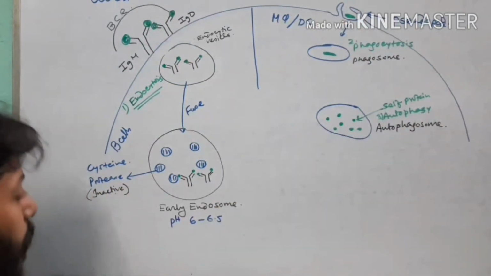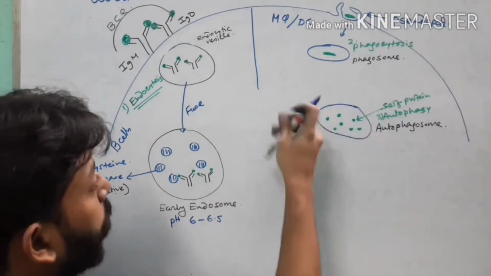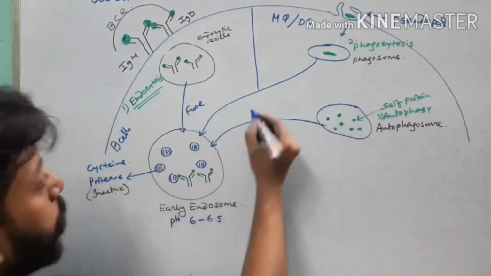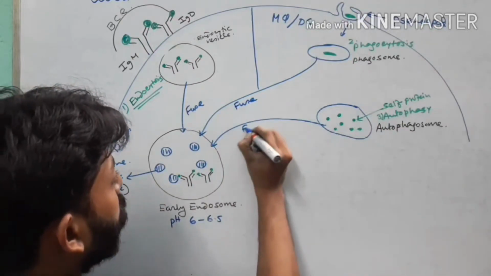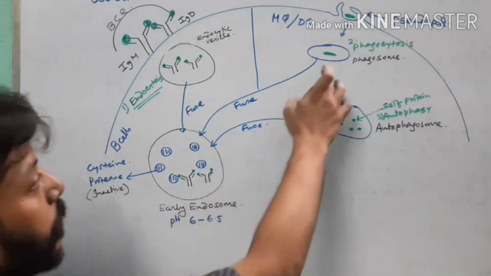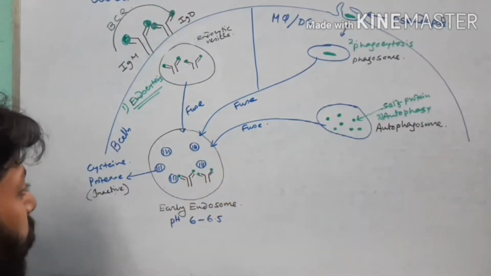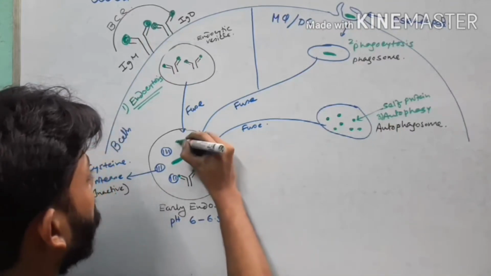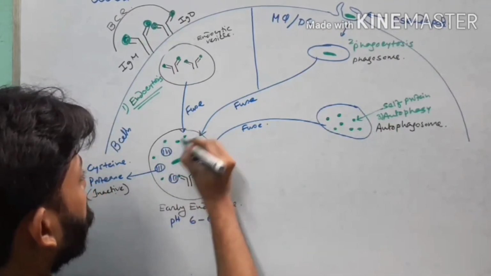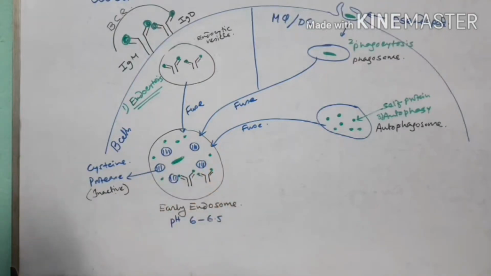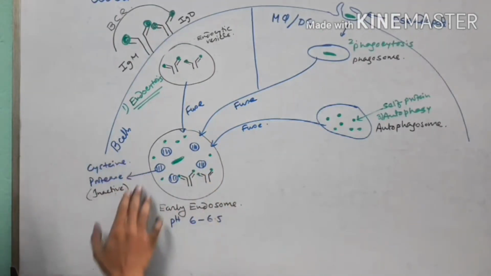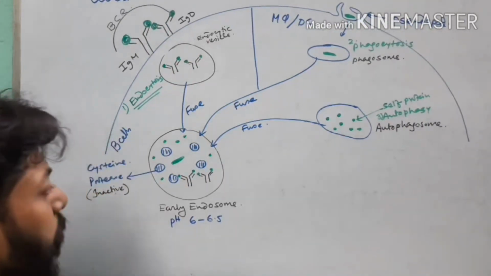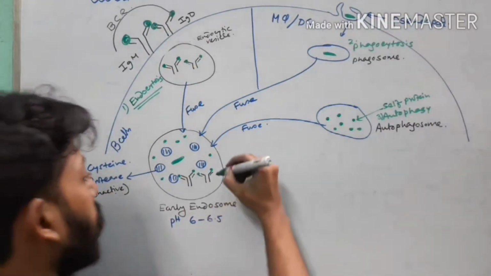All these, phagosome and autophagosome, also fuse with the early endosome. So they all fuse with the early endosome. So what happens? This bacteria will now be present in this early endosome. These cell proteins can also be present in this early endosome. As the early endosome pH is neutral or high, this protease is inactive. But in this early endosome, a protein is present.